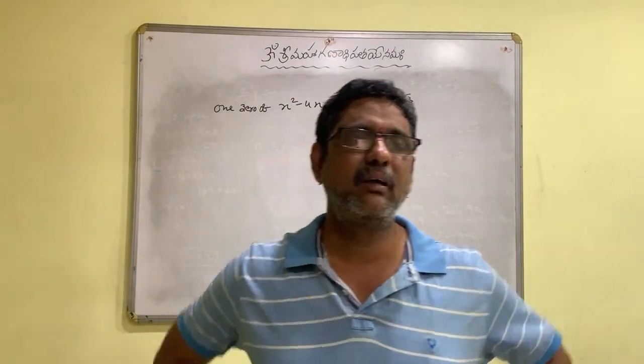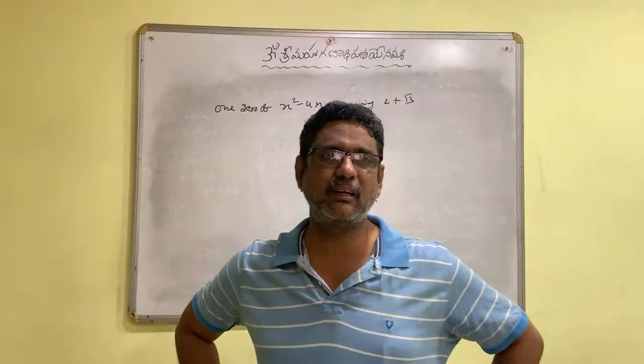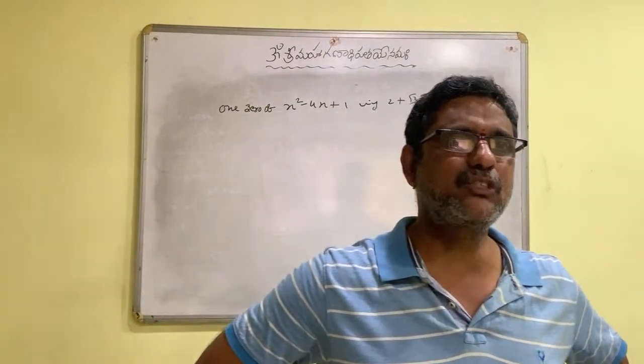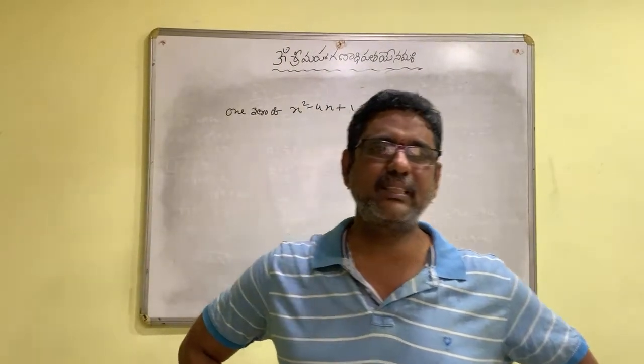x square minus 4x plus 1 is a quadratic polynomial. So one of its zeros is 2 plus root 3. What is the other zero?